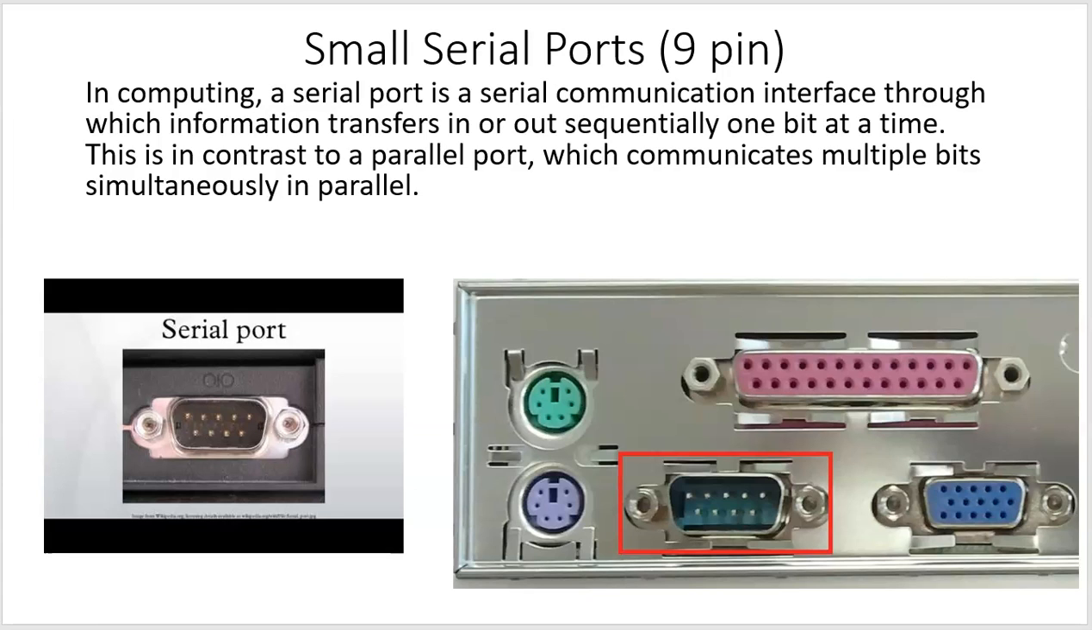Okay, let's finish up sections 1 and 2 by talking about ports. Small serial ports that have 9 pins is a serial communication interface through which information transfers in or out sequentially, 1 bit at a time. And this is in contrast to parallel ports, which communicate multiple bits simultaneously in parallel. So it's kind of like a one-way street versus a two-way street.